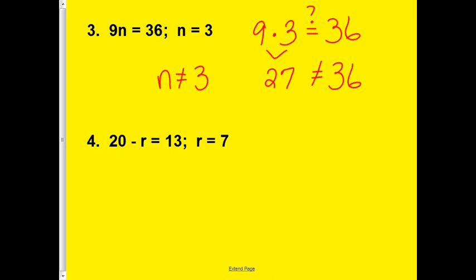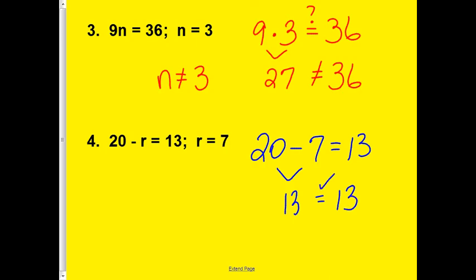And last but not least, 20 minus 7, does it equal 13? Let's try it. 20 minus 7 is 13. We have 13 on both sides of our equation. Think about that scale being nice and balanced. That works. So r does in fact equal 7.